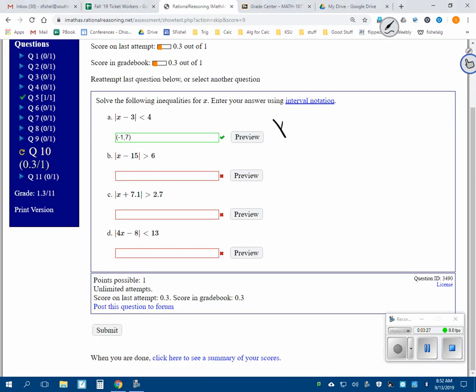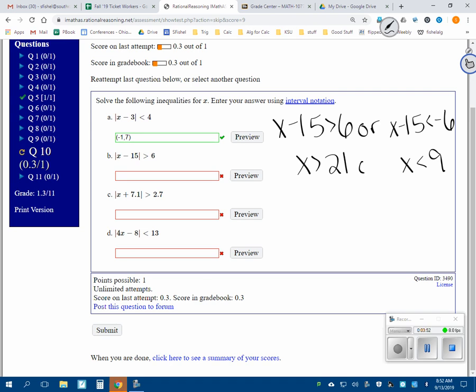So we've got x minus 15 is greater than 6. What's the other inequality? Good. So switch the inequality symbol and negate the right side. Switch the sign, switch the sign. X is greater than 21, and x is less than 9. Okay, is this an and or an or? Or, because it's greater than.